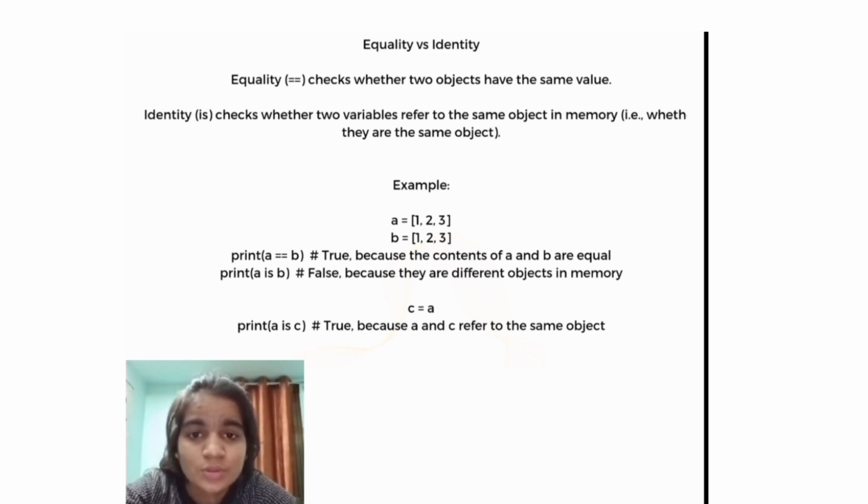So, equality versus identity. Here a = [1, 2, 3], b = [1, 2, 3]. Print a == b is True because the contents of a and b are equal. Print a is b is False because they are different objects in memory. Then we assign c = a. Print a is c is True because a and c refer to the same object.